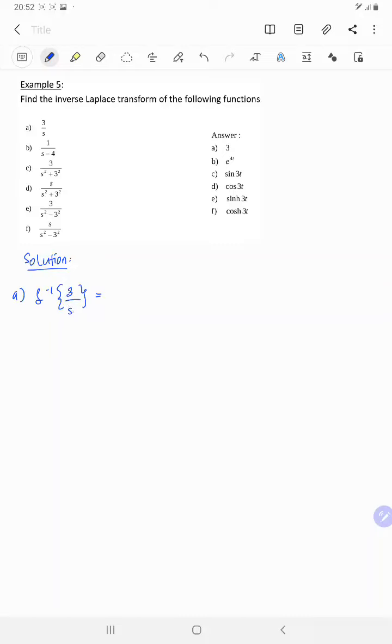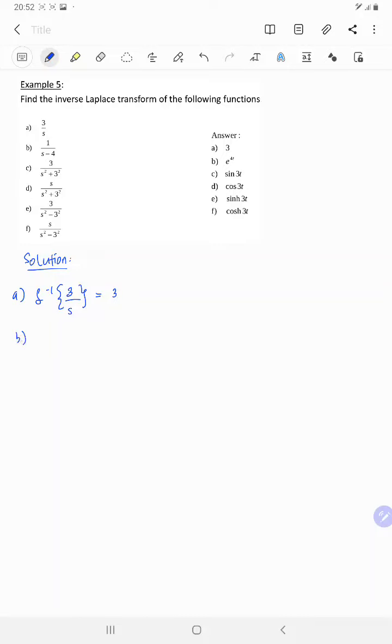Since we have only s power 1, so that must be constant only. What is the constant? What is the function? Constant 3. Just take the constant at the upper. Okay, that means the Laplace inverse of 3 over s is actually f(t) is 3.